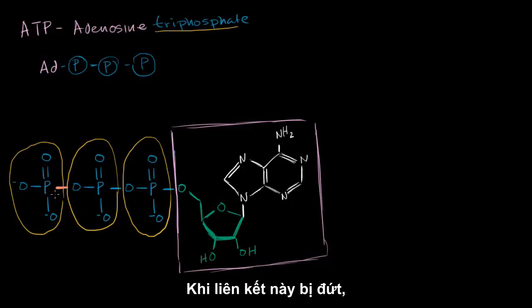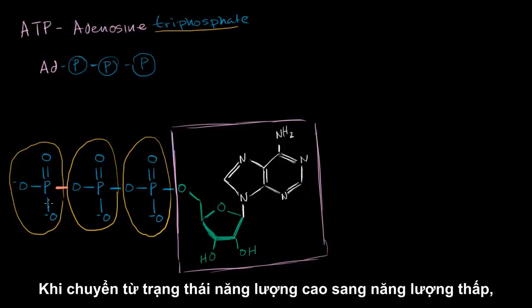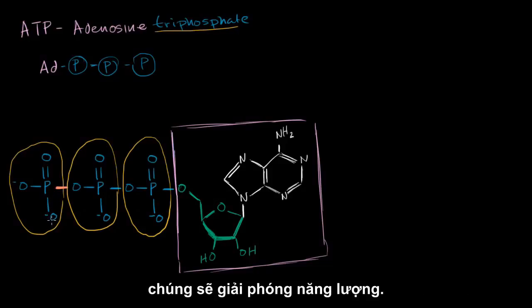And if somehow this bond could be broken, these electrons are going to go into a more comfortable state, into a lower energy state. And as they go from a higher energy state into a lower, more comfortable energy state, they are going to release energy.